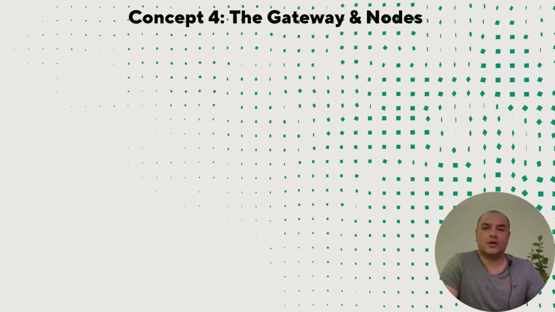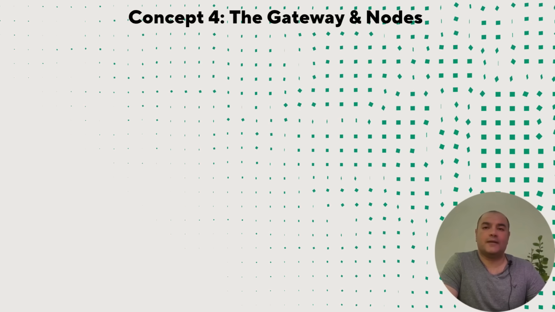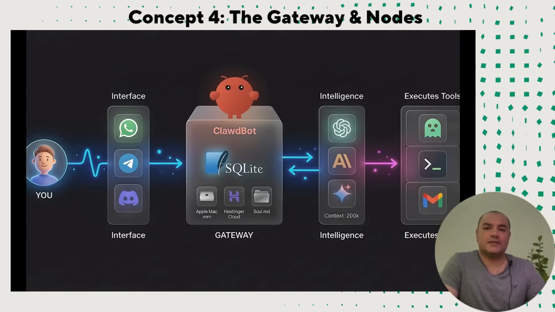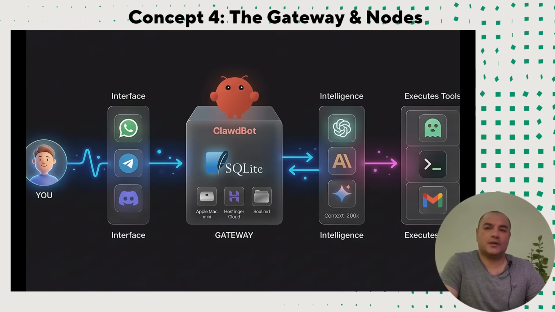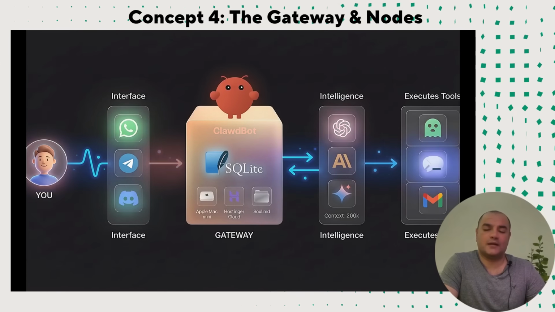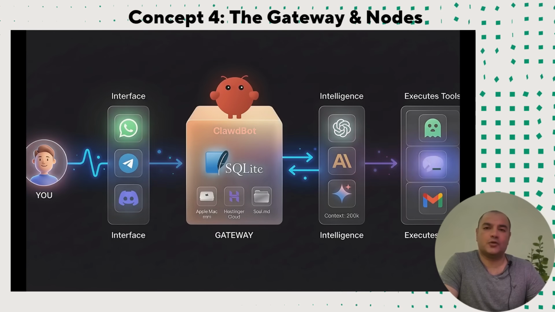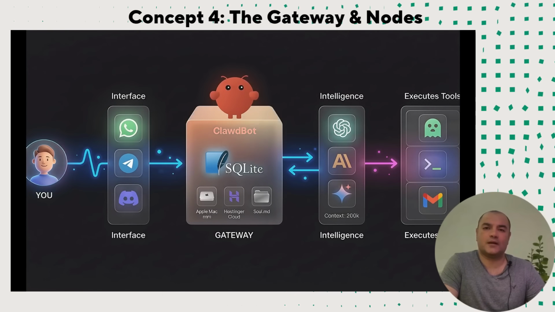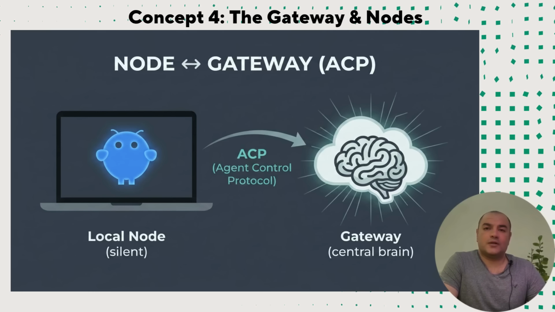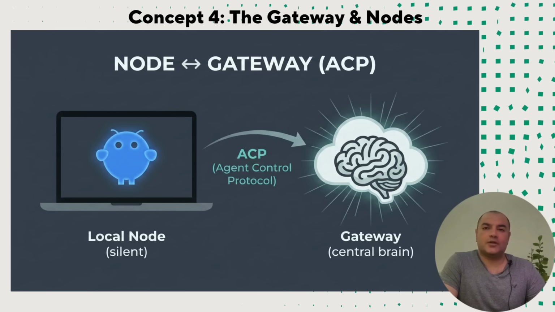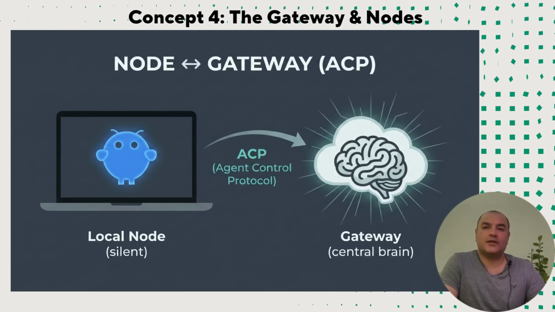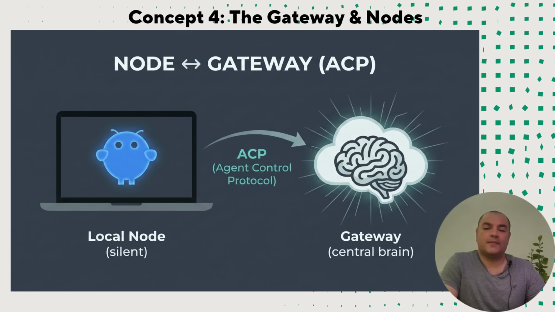Once your OpenClaw is running, the fourth concept is its central brain, the gateway and nodes. This setup starts by generating the gateway. The gateway is the central brain routing traffic in the cloud. But how does that cloud brain control your local MacBook to, say, open your web browser? That requires a node. You run a node silently on your laptop, which connects back to the gateway using the secure ACP, Agent Control Protocol.